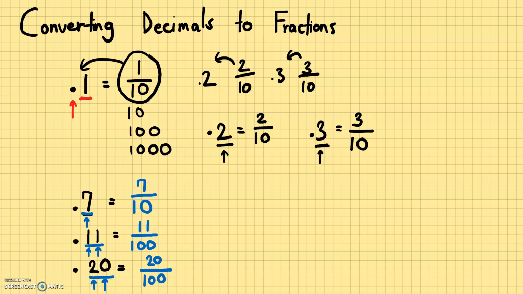And one last thing that you need to remember is to reduce the fraction. Well, we can't reduce this one. We can't reduce this one, but we can reduce this one. So this one would reduce to, they both end in zeros, so we can divide by 10. We get 2/10. And again, we can divide by 2 and get 1/5.